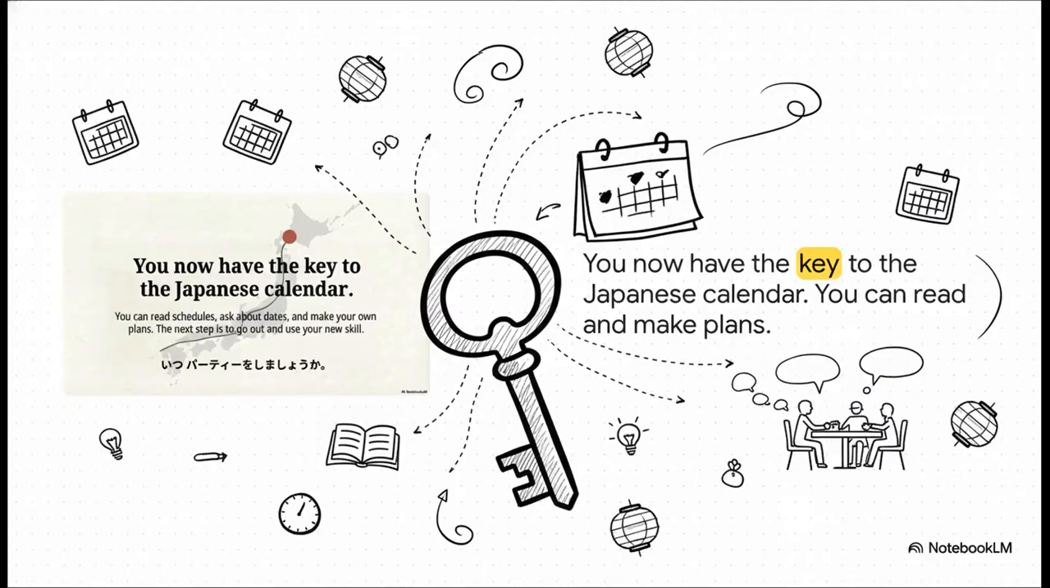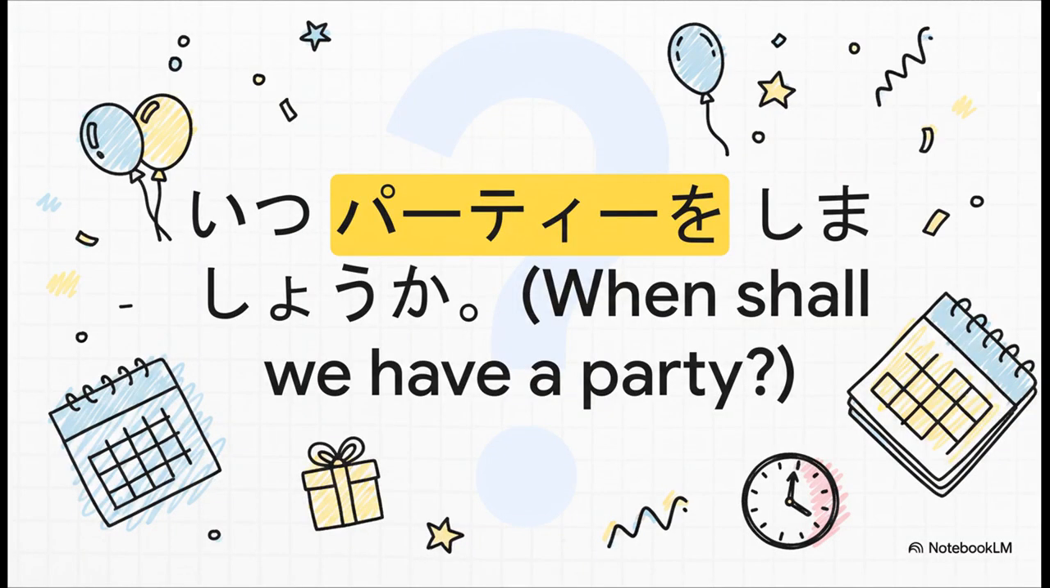And that's pretty much it. In just a few minutes, you've gone from looking at a confusing chart to holding the key to the whole system. You can read it, you can understand it, and most importantly, you can actually use it to connect with people and make plans. So I guess the only question left is the one you see on the screen. When shall we have a party? Now you actually have the tools to answer that.